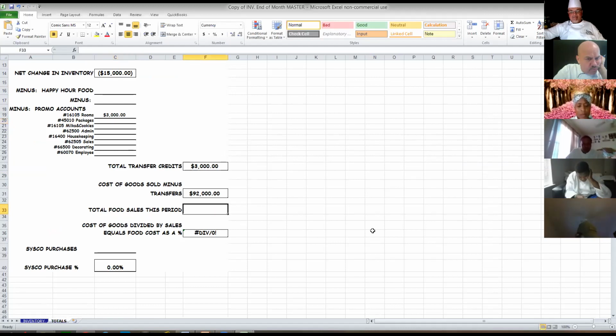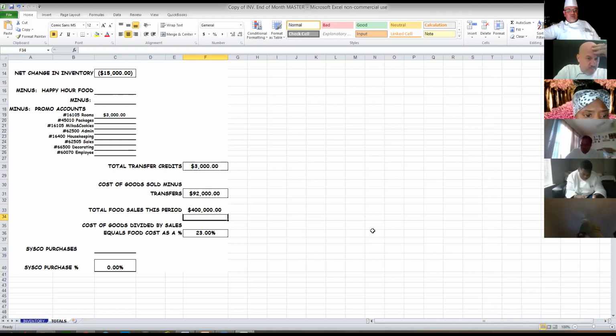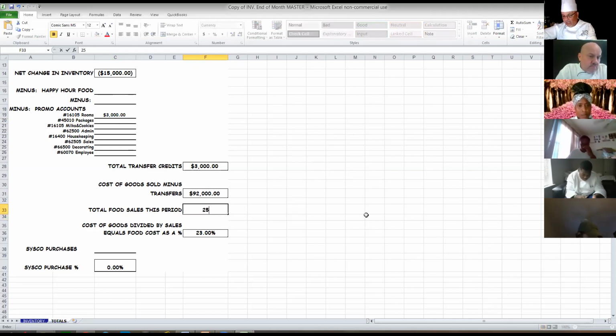Total food sales. Let's say I go back to the $100,000 that we had in sales a week. So 100,000 times four is 400,000. Your food cost is sitting at 23%. Let's say your sales were not as strong. Let's say you sold 250,000. What's your food cost at?